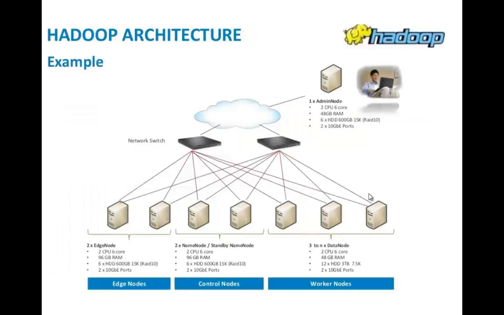Now let's see how it is physically placed. We have an admin node, which has all the privileges and full control of everything. It is connected to the network switches. These network switches route the command to the respective cluster where it belongs. In this, we have two edge nodes. These edge nodes have direct interaction with all the queries and all the jobs.